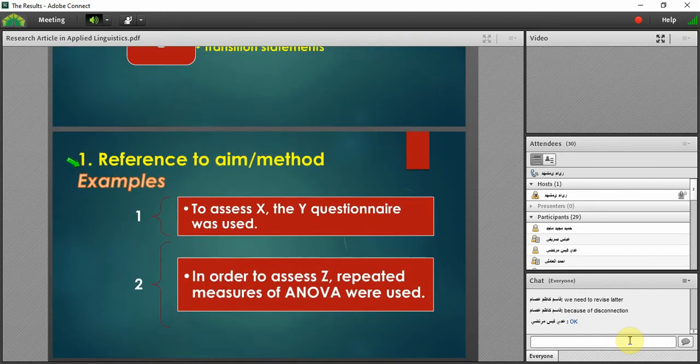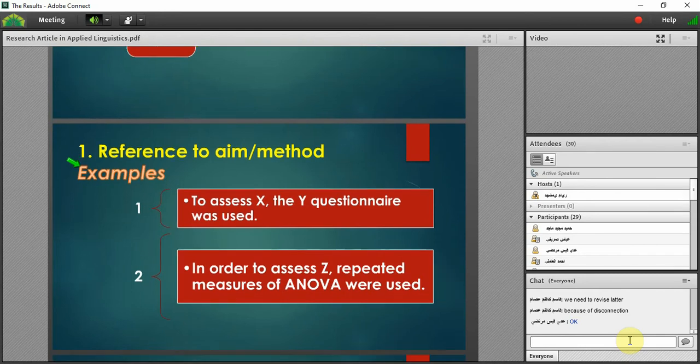What was the first one? Reference to aim or method. It's very easy. Listen carefully. At the beginning of the results section in your articles, you should be telling the readers about the method you use to collect the data. This is simple. Suppose this is a method: to assess something, assess means to evaluate, the questionnaire was used. This is the method you use to collect the data. It's very simple, my dear students.